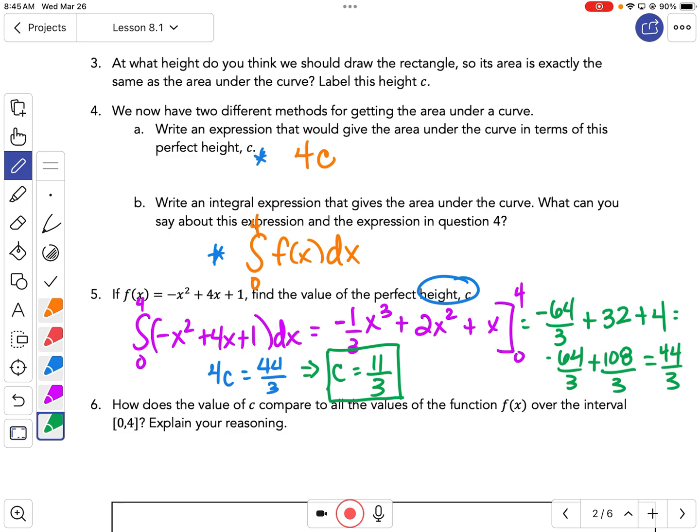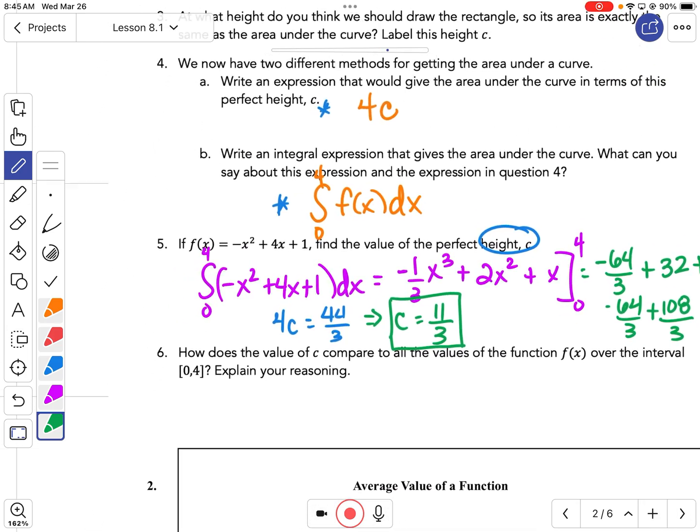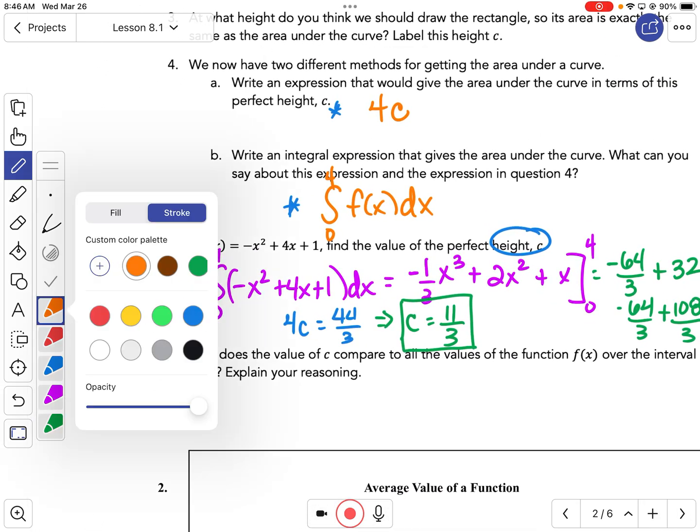That is what we refer to as our average value. So let's make a note over here. I want to add some stuff.